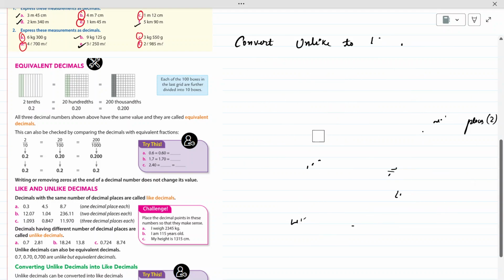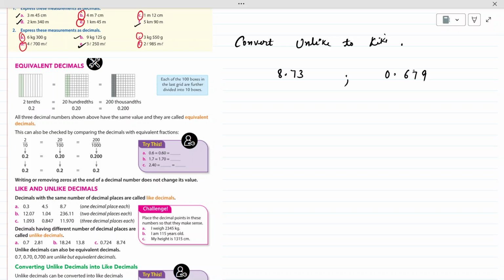Let me take another question. Let us take 8.73 and 0.679. Let's say. Okay. So now kids, you see these are two completely different numbers with different values, and let us see if they are like or not. Okay. So here we have 2 decimal places and here we have 3 decimal places. So obviously these are unlike decimals. Okay. Because the number of places are different.